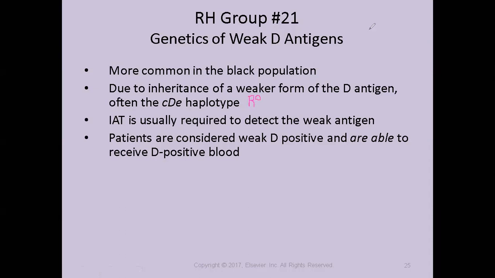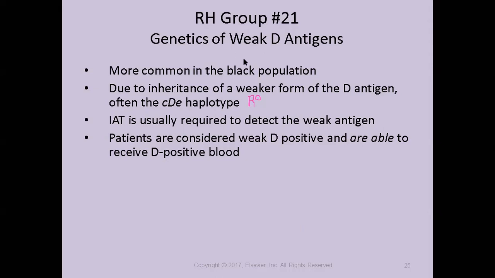R0. Okay. Do you remember before, when we were looking at frequencies of haplotypes, how R0 is, I think, the most common one if you're Black, and so inheriting this haplotype is more common in the Black population, and it happens to lead to weaker expression of the D antigen.